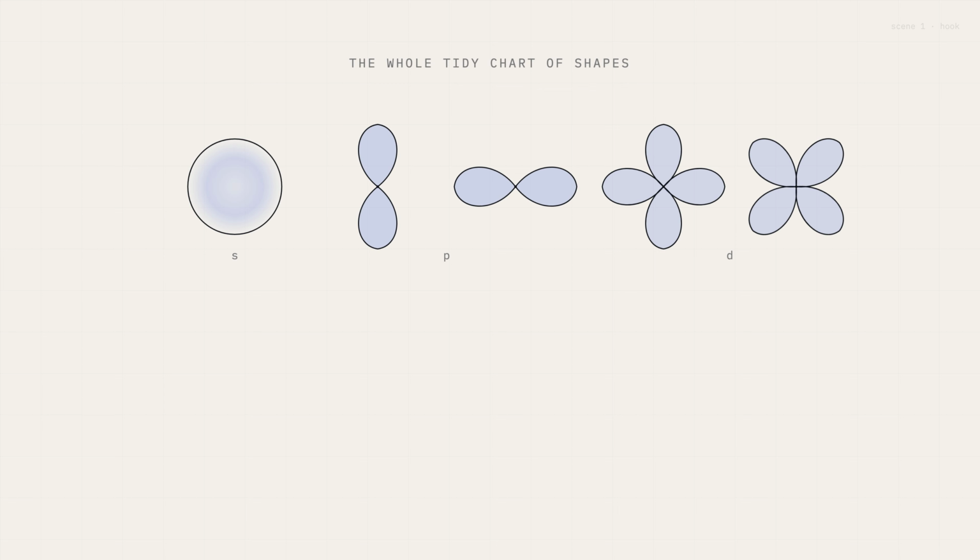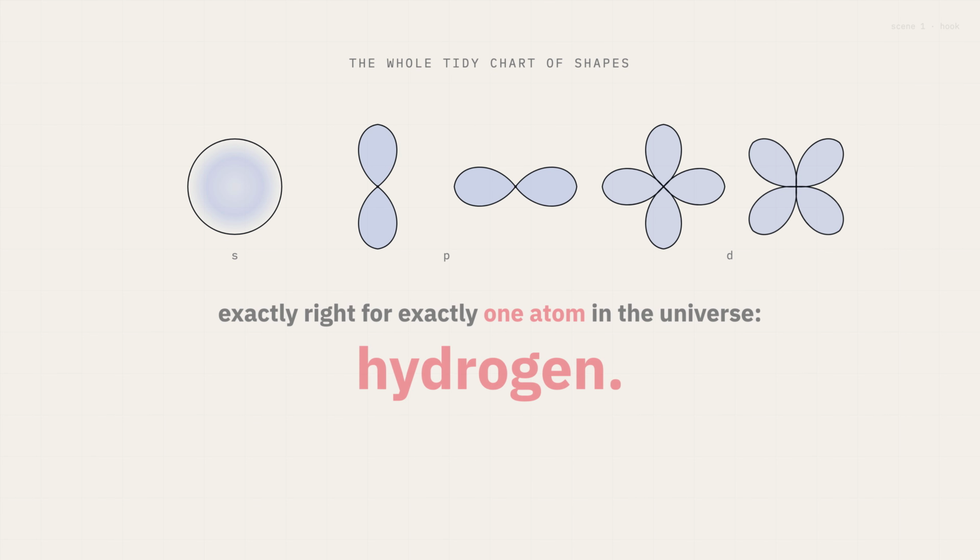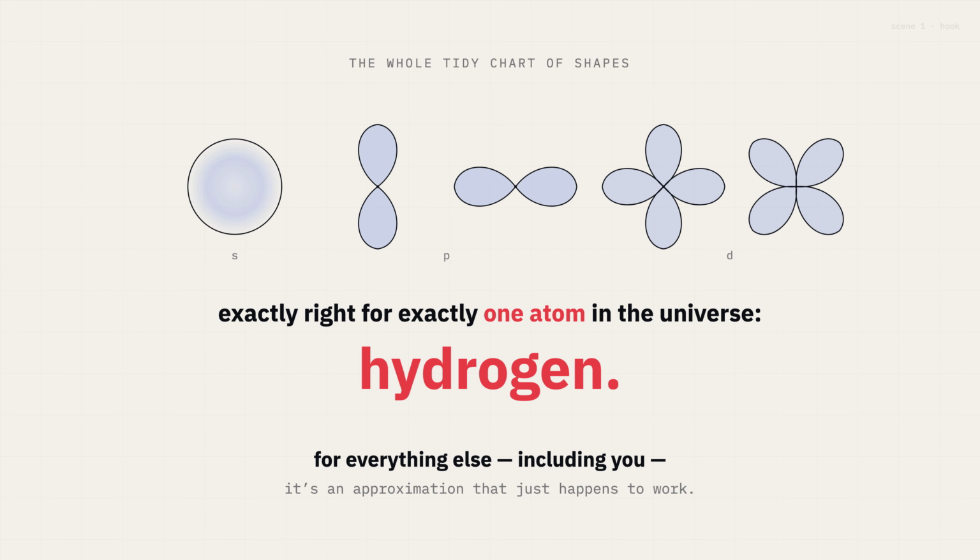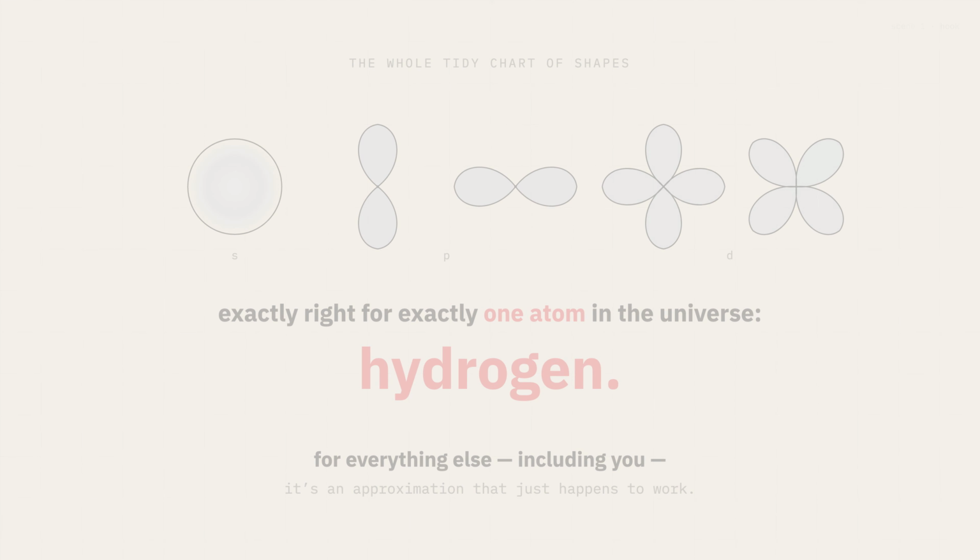That whole tidy chart of orbital shapes is exactly right for exactly one atom in the universe, hydrogen. For everything else, including you, it's an approximation that just happens to work.